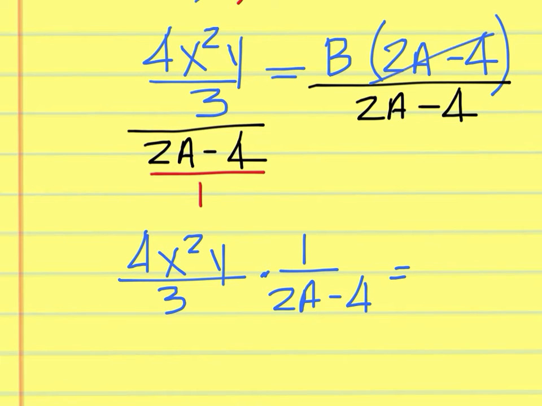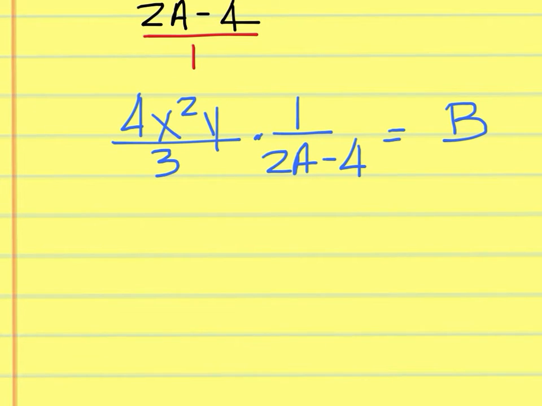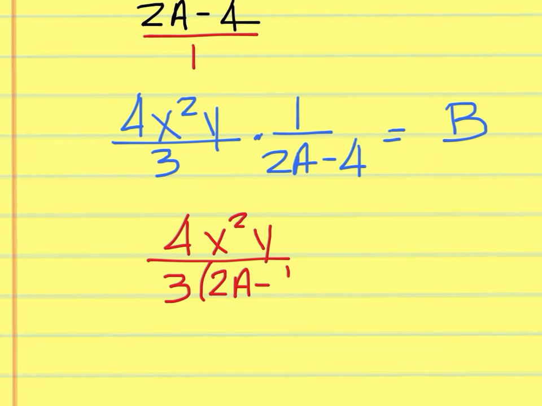On the right, this cancels out, so you just have a b. Simplify to get 4x squared y over 3 times the quantity 2a minus 4. And that will equal b.